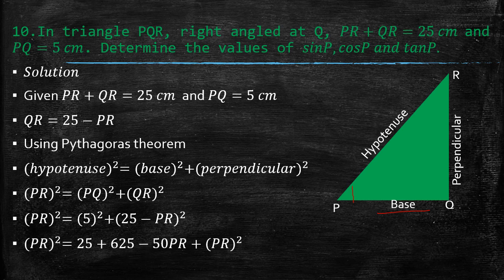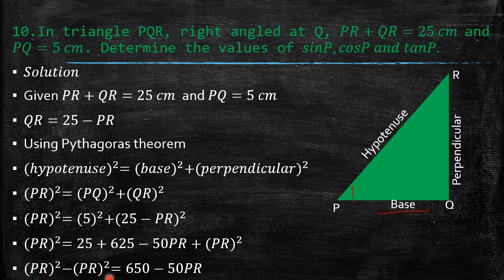Now solve this. PR square is equal to 5 square, 25, plus squaring this, that is using the formula (a minus b) whole square. Remember this, here you will use formula (a minus b) whole square, that is 25 square, 625, minus 2ab, that is 2 into 25, 50 PR, plus PR square. Solve this. So you get PR square. This PR square will come to this side.